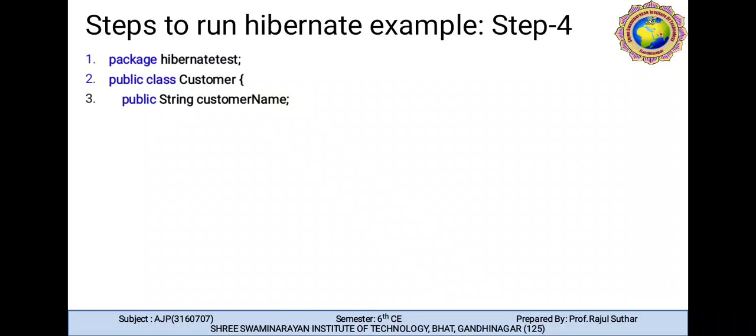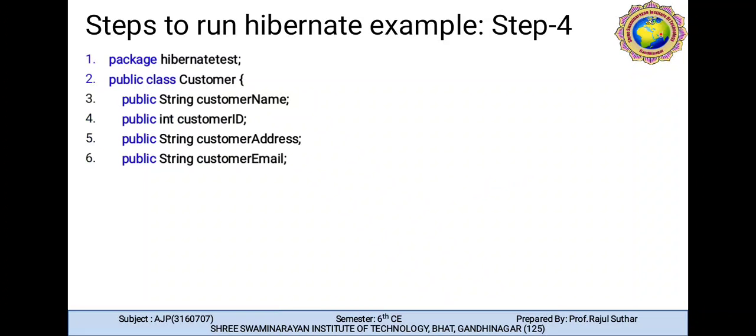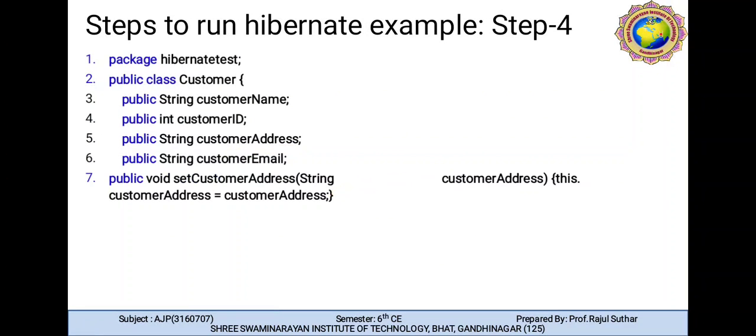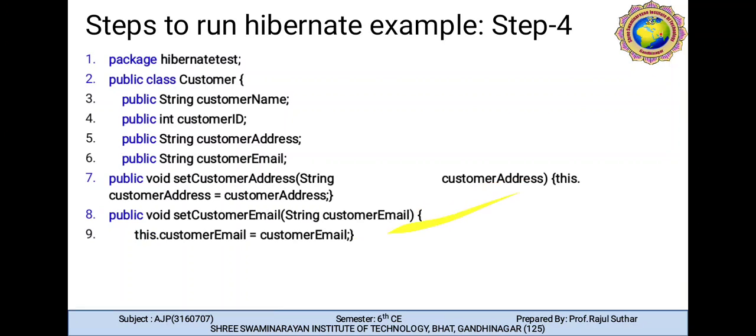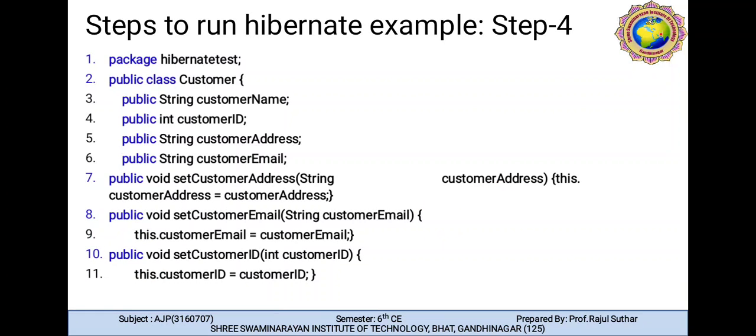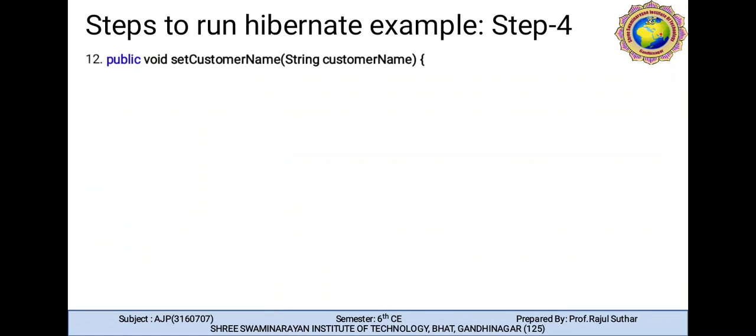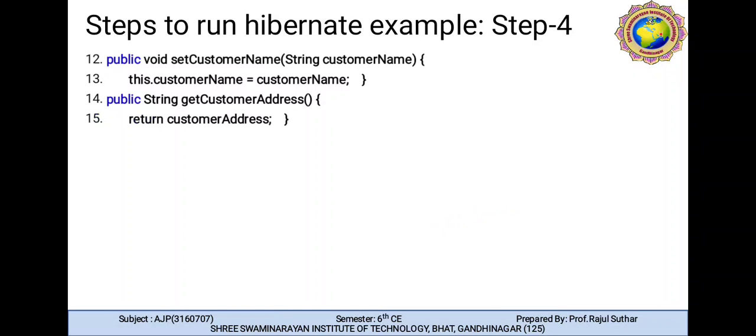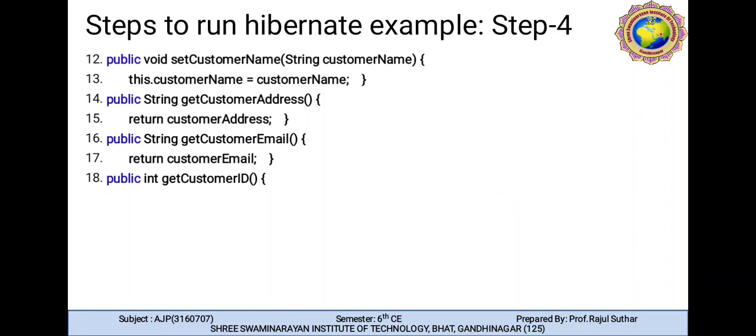So public class Customer, public string customerName, public integer customerID, string customerAddress, email ID also in string. Public void setCustomerAddress(String customerAddress): this.customerAddress = customerAddress. Same way for customer email ID, as well as customer ID and customer name, as well as we are returning the customer address in this way.